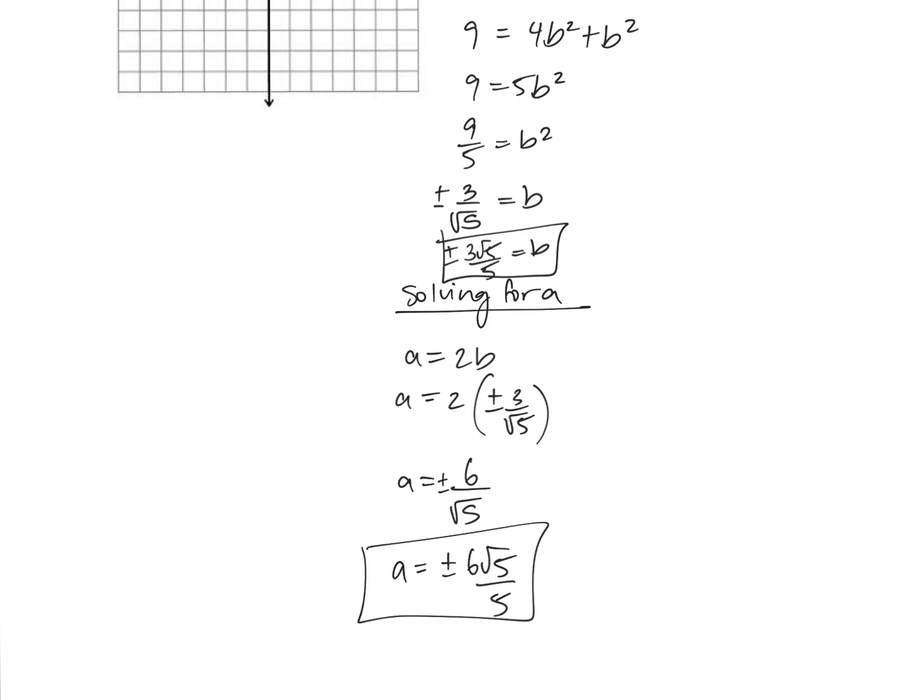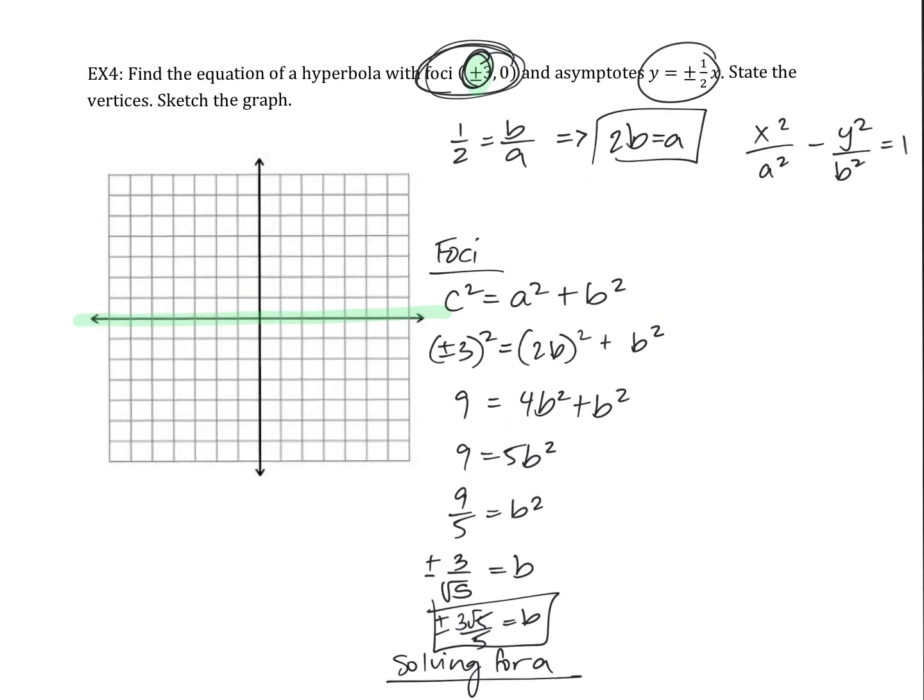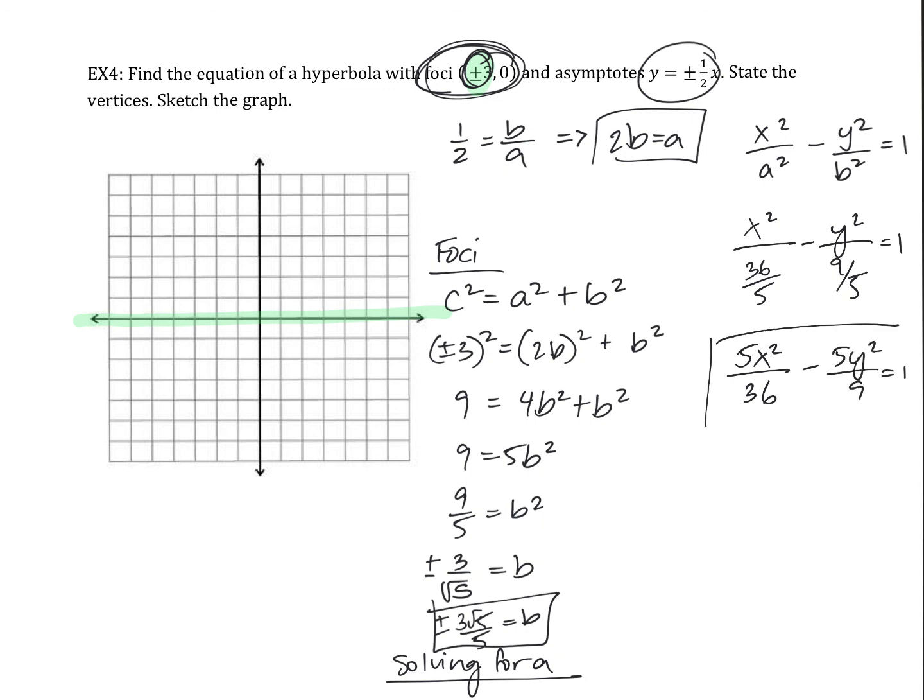Alright, we found a and b, which means we can go ahead and rewrite our equation. So x squared divided by, and our a value was, well, that's going to be 36 divided by 5 when I square the a, minus y squared, that's going to be 9 divided by 5 equals 1. We've got to simplify that though, because that's a complex fraction. We cannot leave it like that. Simplifying, and we get 5y squared over 9 equals 1. And there we have the equation for a hyperbola.